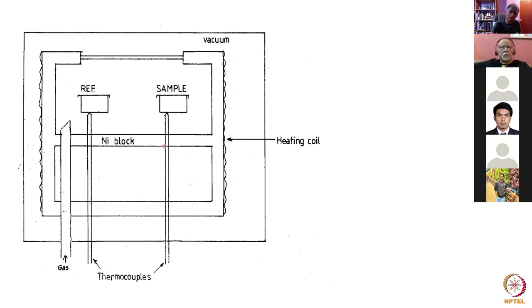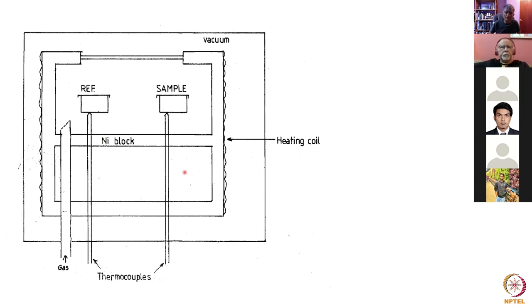So what we have is two identical cans here, one of which contains a sample. And the other one might be kept empty, or it may contain an inert sample, which doesn't react at all. And we enclose this in a furnace here. You try to maintain the temperature inside this object extremely accurately, and we have inert gas to protect the samples. You then ramp up the temperature at a certain rate.